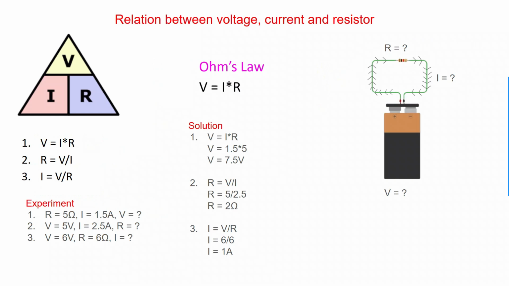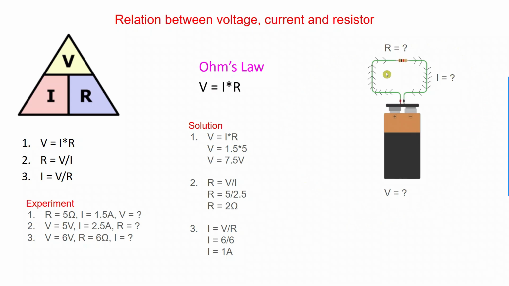Here we'll understand the relation between voltage, current and resistor. So this is Ohm's law. What is Ohm's law? V equal to IR. This is Ohm's law. V is voltage, I is current, R is resistance. What is the unit of voltage V? Volt. What is the unit of current? Ampere. And what is the unit of resistance? Ohm. Here I am considering one circuit.